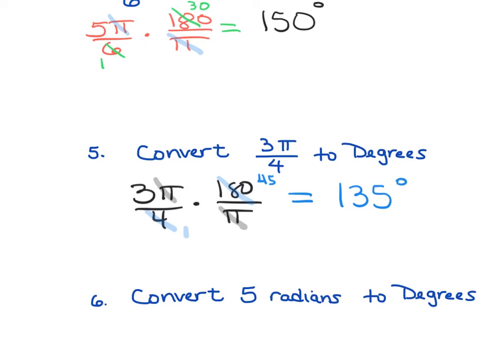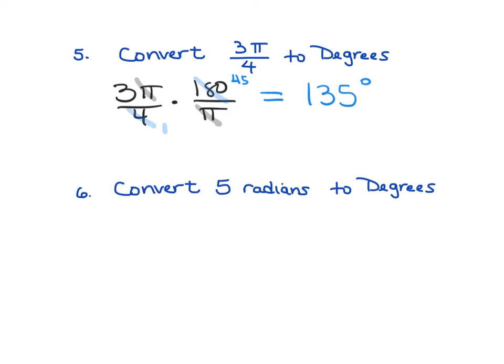My next example doesn't have a pi in it, so there's no pi to cancel. Now, at the beginning, we realized that 1 radian was equivalent to 57 degrees. However, they're going to want a more precise answer, so you're going to need to involve pi.